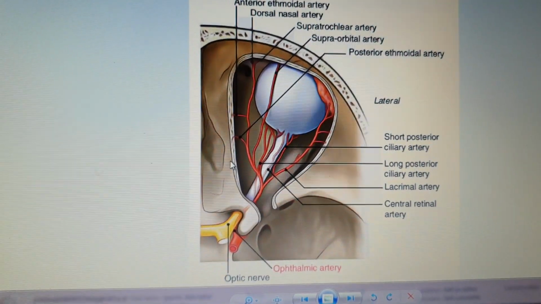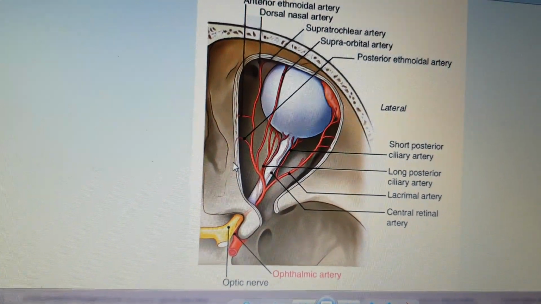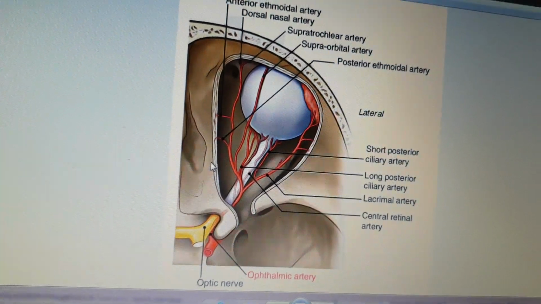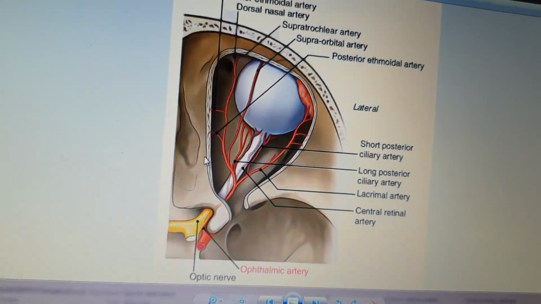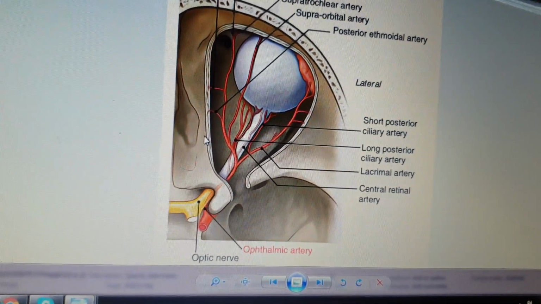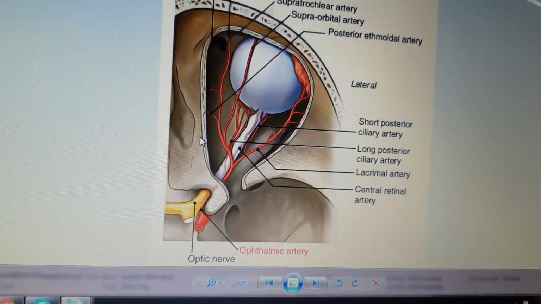Now coming to the arterial supply of the frontal air sinus. The frontal air sinus is supplied by the supraorbital artery and the anterior ethmoidal arteries. The supraorbital artery is the branch of the ophthalmic artery.